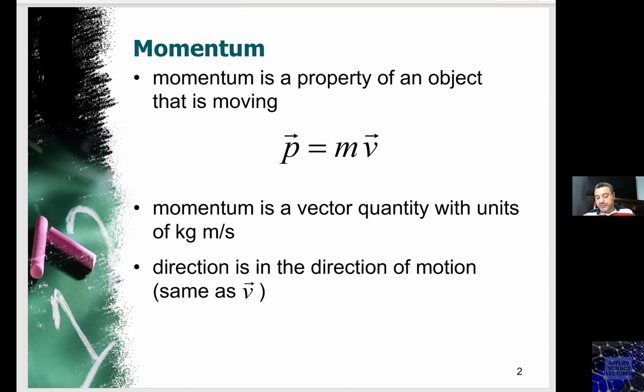Okay, so what is momentum? Momentum is a property of an object that is in motion. It is given by P. It's a vector that is the product of the mass with the velocity. Velocity here is a vector and mass is a scalar. So the momentum always has the direction of the motion, following the direction of the velocity. The unit for momentum is kilogram meter per second.